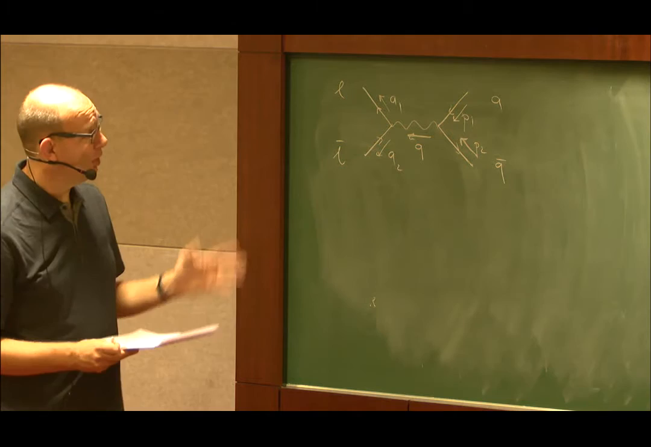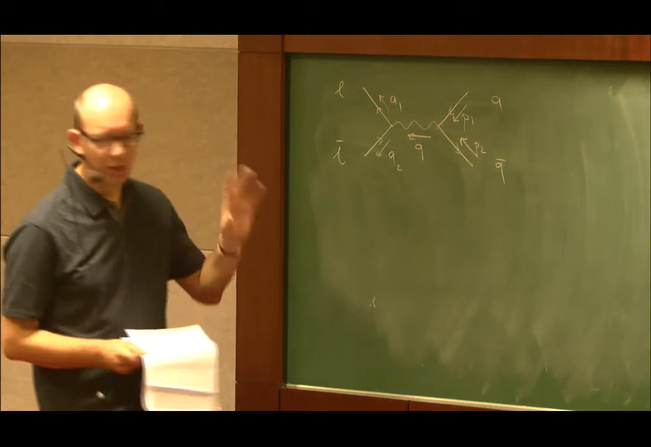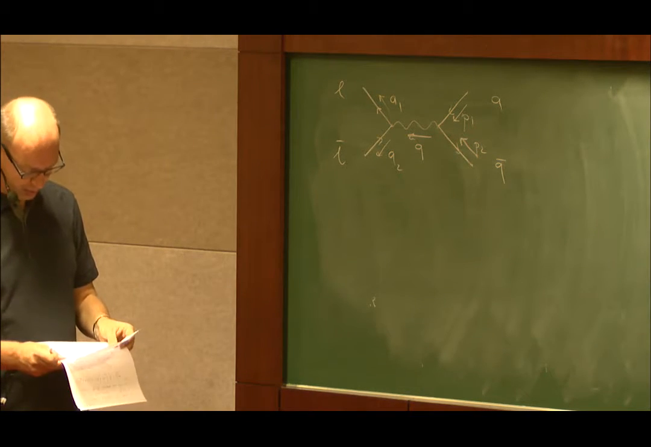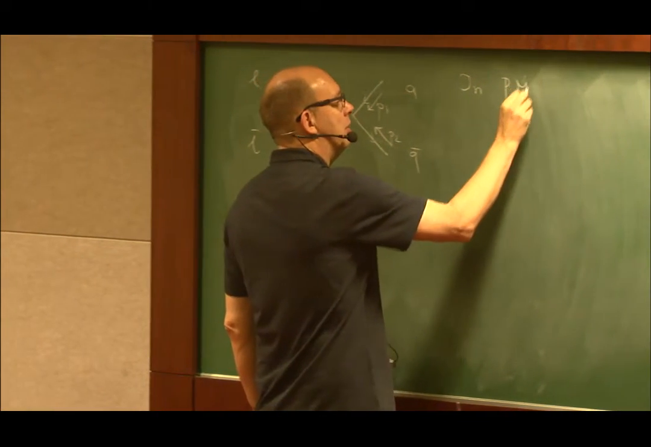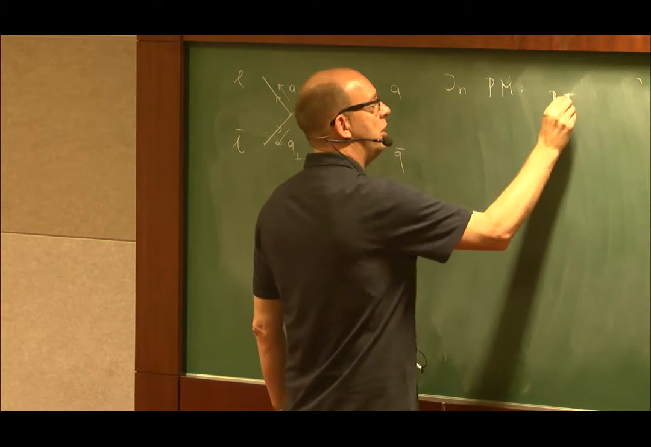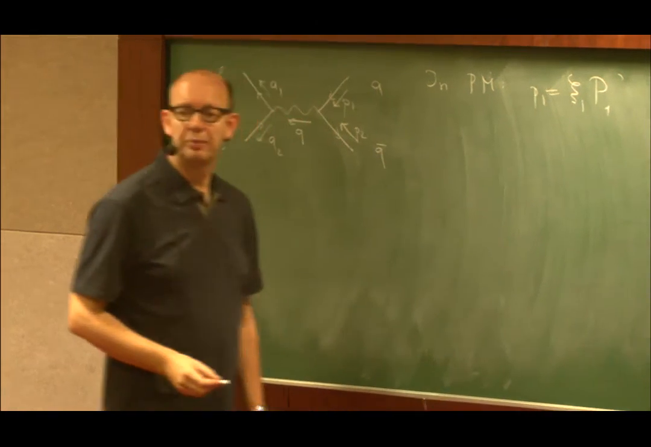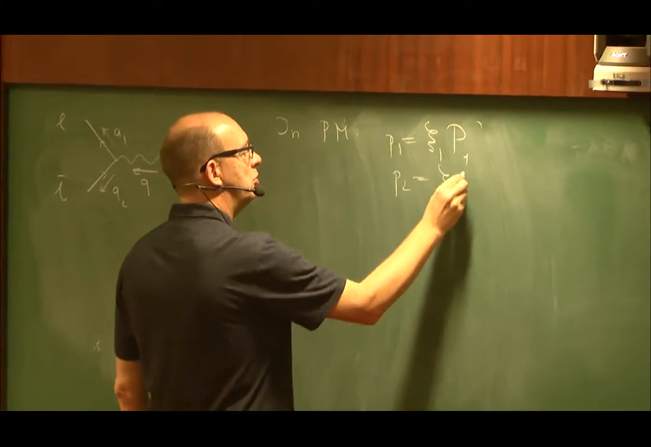Now, in the parton model, I'll first describe how you use the parton model and then compute what we need to compute. So in the parton model, you say that this momentum p1 is really a momentum fraction xi1 times the proton momentum P1, and p2 is xi2 P2.